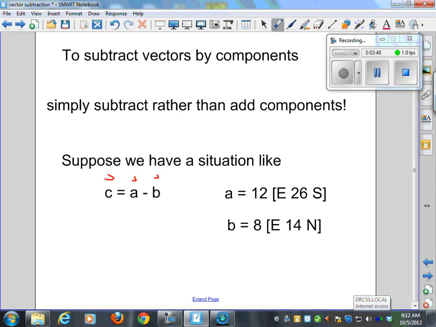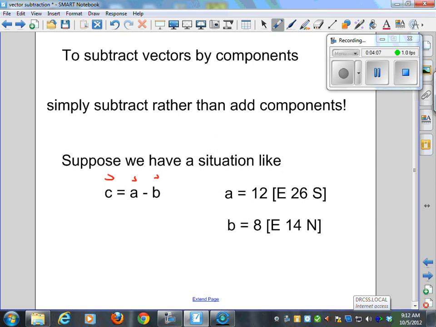Okay, A minus B. And A is 12, whatever, I guess. I didn't even put it on there what it is. Does it matter what unit it is? No. We'll just ignore it, right? Could be meters, could be kilometers per hour, could be newtons, what have you. So I've got east 26 south, and I've got east 14 north.